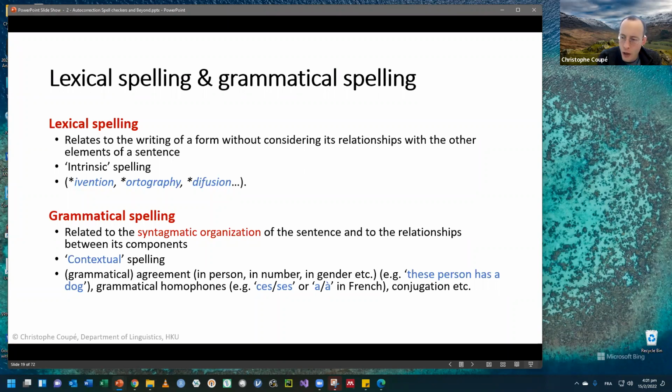Or if you speak French, you know that you have the verb avoir, to have, third person singular. He has a dog. Il a un chien. A, you write a. But if you say, he comes to the swimming pool, il vient à la piscine, then it's a with the accent. So if you write il à un chien with the accent, or il vient a la piscine without accent, now you have a problem. And this is a grammatical issue. It's not only lexical spelling, it's an issue of grammatical spelling. Then, of course, you have the conjugation of the verbs, which are quite crazy in French, much simpler in English in this case. So all these things relate to grammatical spelling. So this is an important distinction.